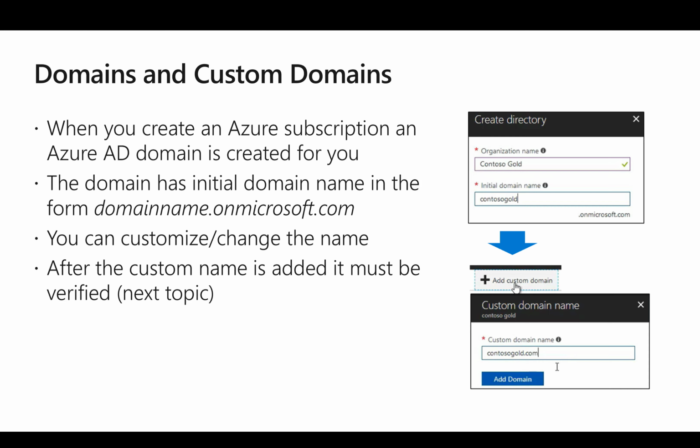Say for example, instead of the long default contosogold.onmicrosoft.com, if you want to use a shorter name, something like contosogold.com, we can add that as a custom domain, and we need to prove to Azure that we own that domain. And once we verify our ownership, then we will be able to use that custom domain for other purposes.